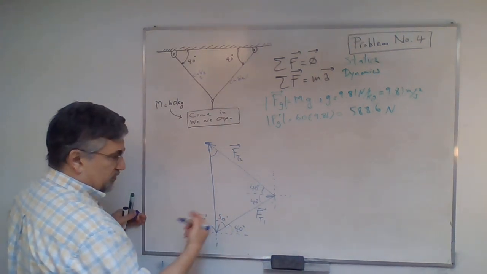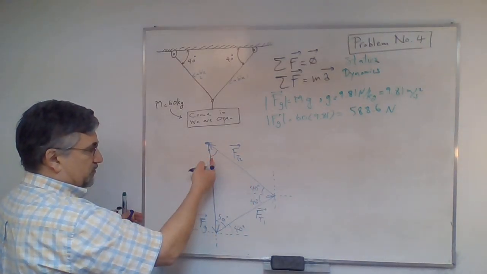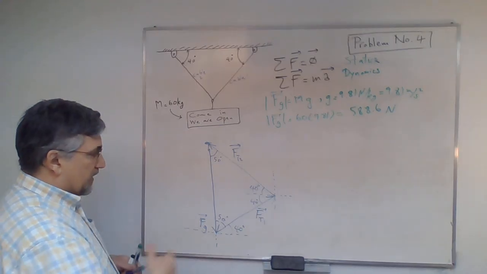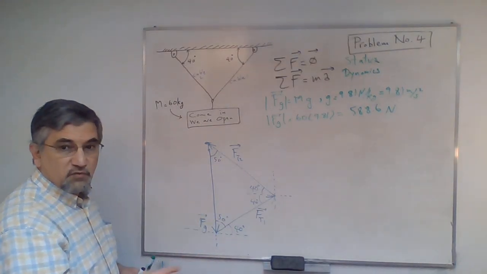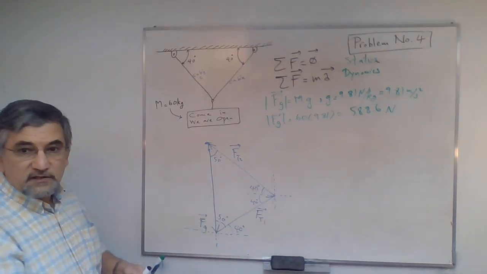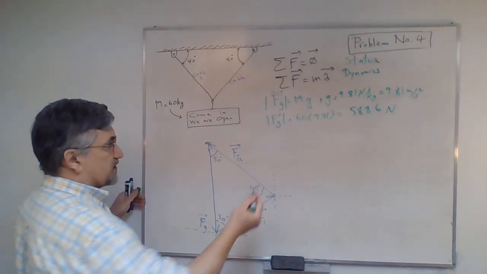So 50 plus 40 is 90. This is 40, so that other angle will be 40. This has to be 50. So 50, 50, 100. And this is 80. They add up to 180 degrees. Everything is fine. And now we have a triangle. We have to use our knowledge of sine law to solve this triangle, basically.